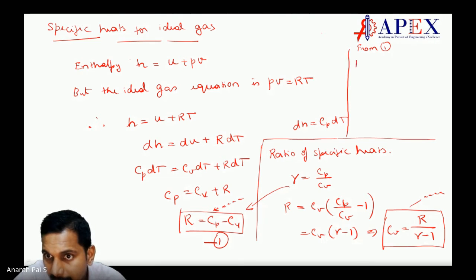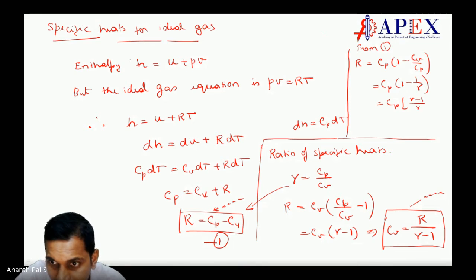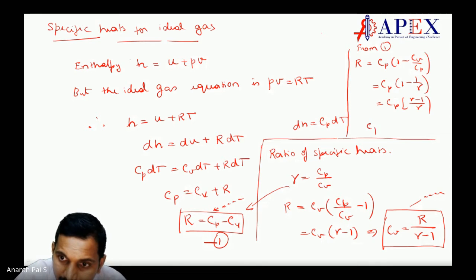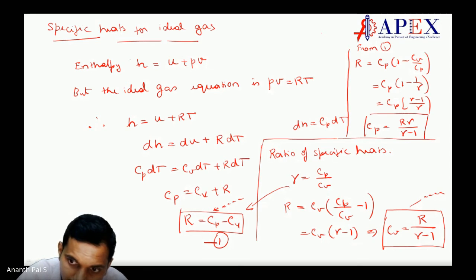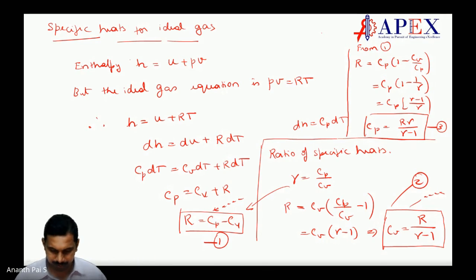I can write R is equal to Cp into 1 minus Cv by Cp, correct? What is 1 minus Cv by Cp? It is Cp into 1 minus 1 by gamma, correct? Or I can write this as Cp into gamma minus 1 by gamma. Or I can write Cp is equal to R into gamma divided by gamma minus 1. These three equations have to be remembered, students. 1, 2, 3 have to be remembered. It is very, very handy in solving problems.